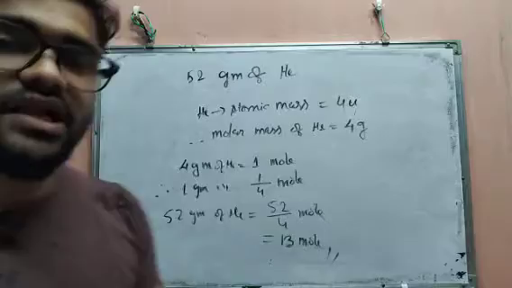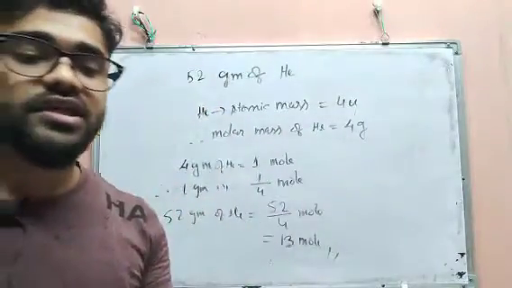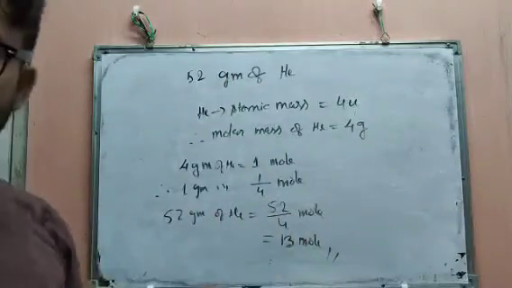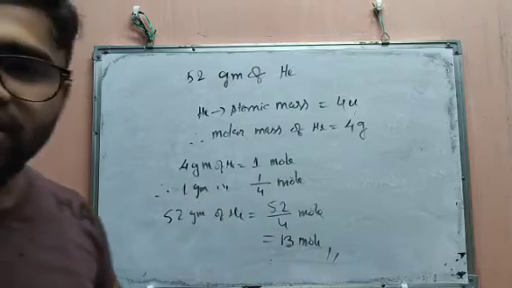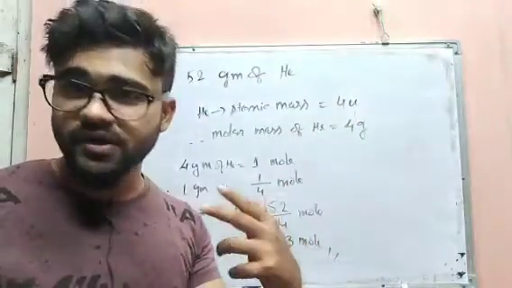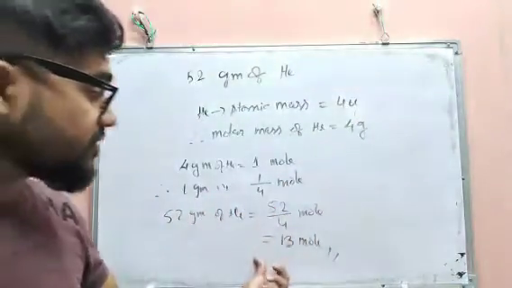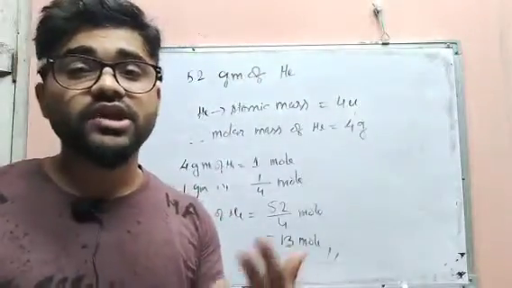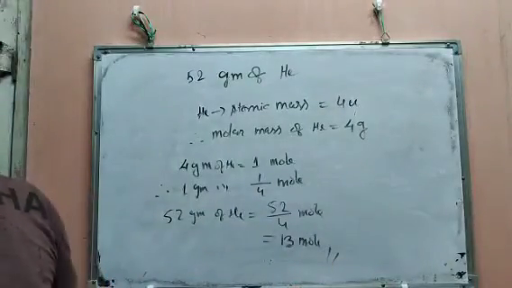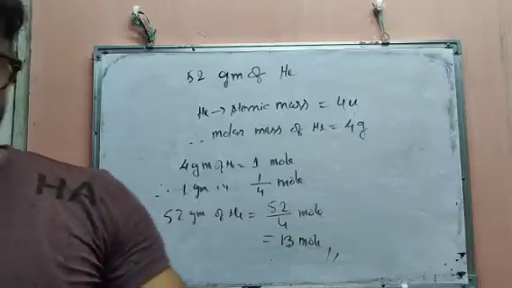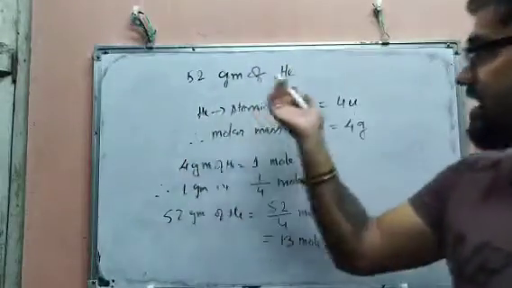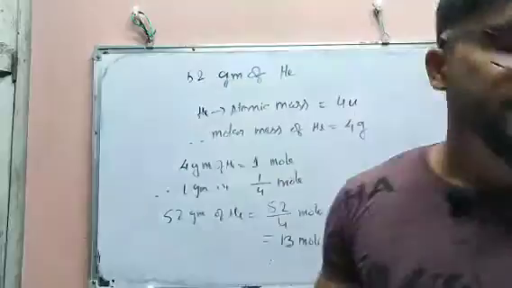Okay. Suppose now you are asking how many helium atoms are there, then simply 1 mole equal to 6.022 into 10 to the power 23 number. So 13 mole equal to what? 6.022 into 10 to the power 23 into 13. Okay, so this is very easy. So in this way we have to do the maths which are related to the gram atomic mass and molar mass.